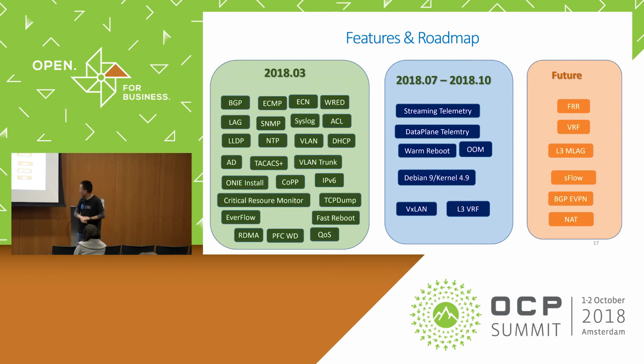And recently, we have been working with the community to add, in the 2018-07 and the upcoming October release, features like streaming telemetry and data plane telemetry, which is work with Barefoot, and warm reboot. Open optical monitoring. We also are moving towards the Debian 9 distribution. We're currently on the previous one, Debian 8. We're moving towards Debian 9, kernel 4.9, and adding stuff like VXLAN, L3 VRF. Going forward, we have a plan to switch to FRR as the main routing engine, full VRF support, L3, MLAG, SFlow, BGP EVPN, and we're also adding specs inside about net support.